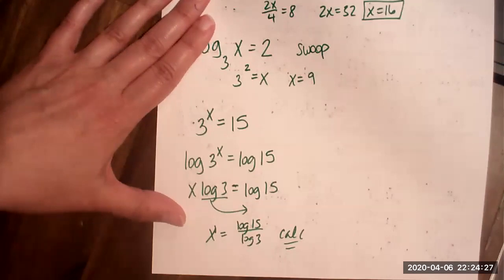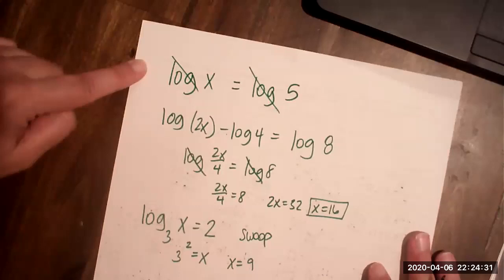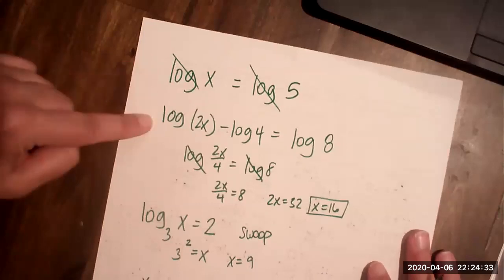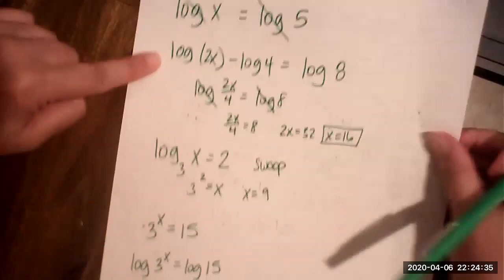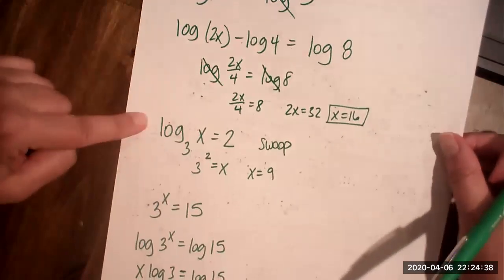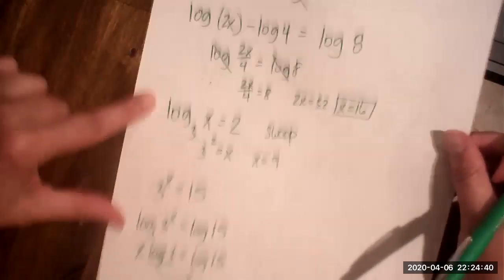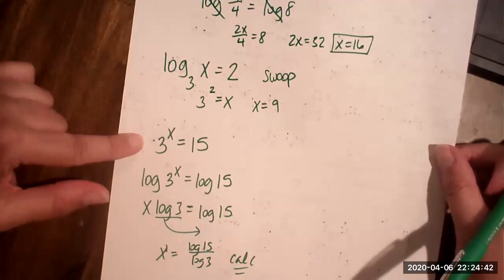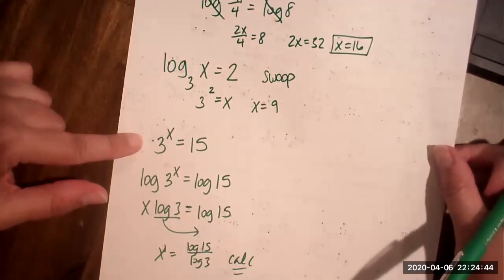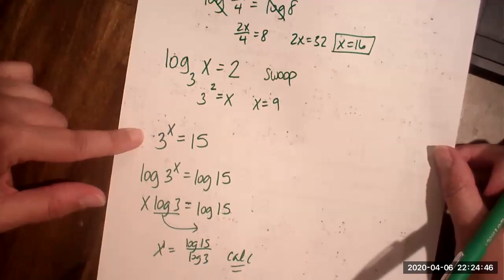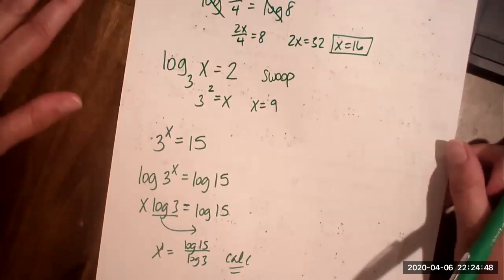So these are the different ways that you can solve logs. Log on both sides. A little bit harder with log on both sides where you have to condense first. Log only on one side where you have to swoop. And no logs where you have to add log to both sides. Okay? So that's the basic idea of the different ways that you have to solve your logs.